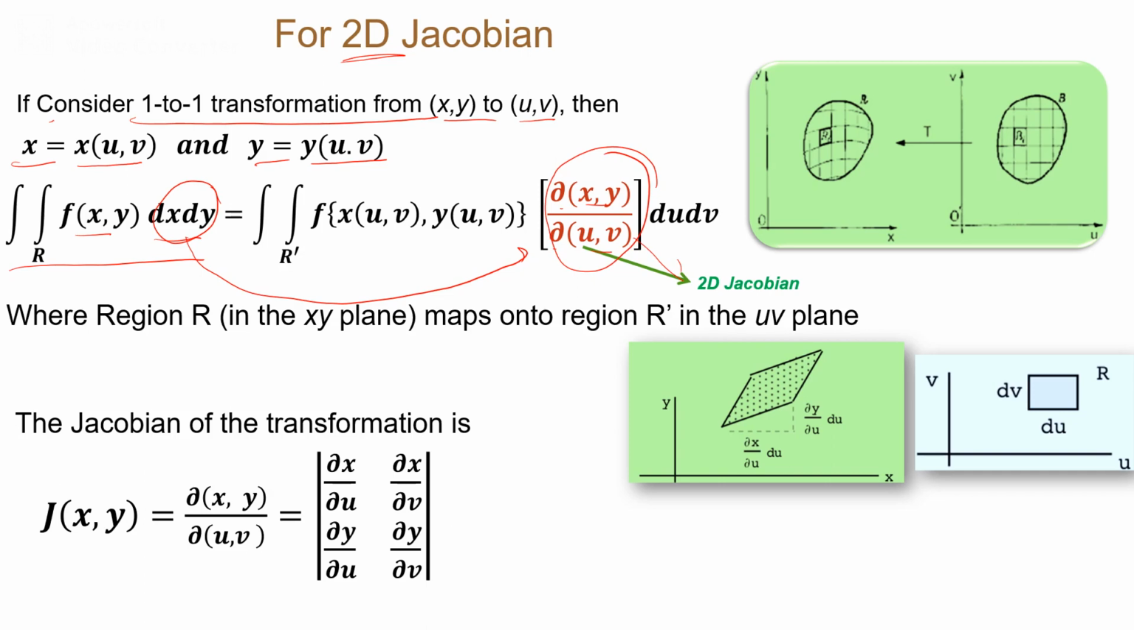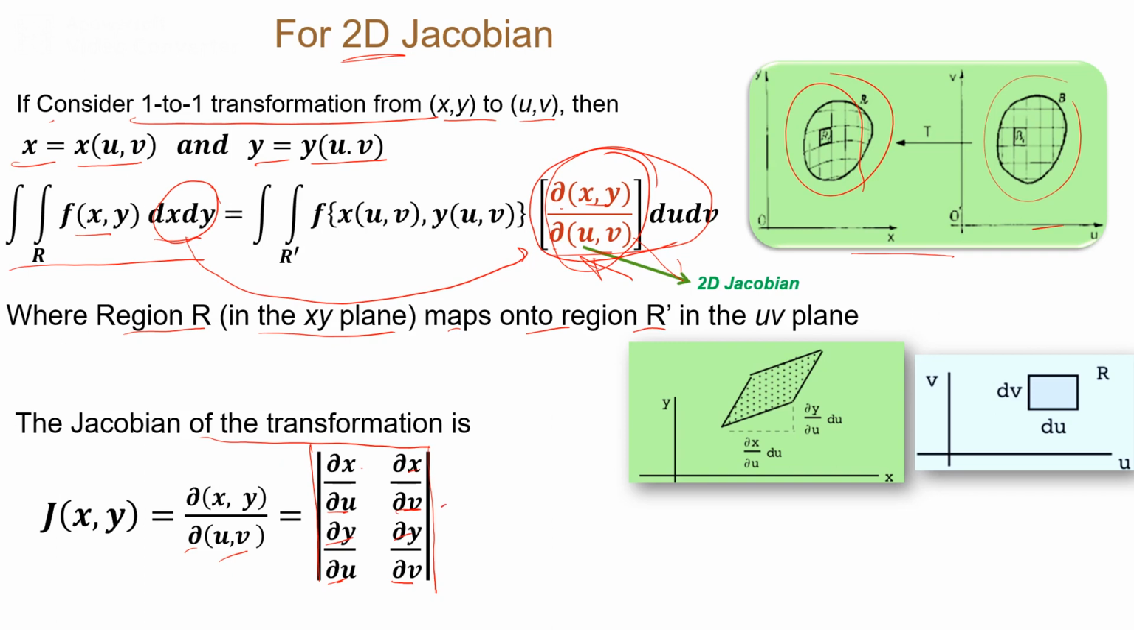And what is that? This is representing the region. So here R in the xy plane maps onto the region R dash on the uv plane. Here the Jacobian of the transformation is defined as del(x, y) upon del(u, v). We write a determinant: del x upon del u, del x upon del v, del y upon del u, and del y upon del v.